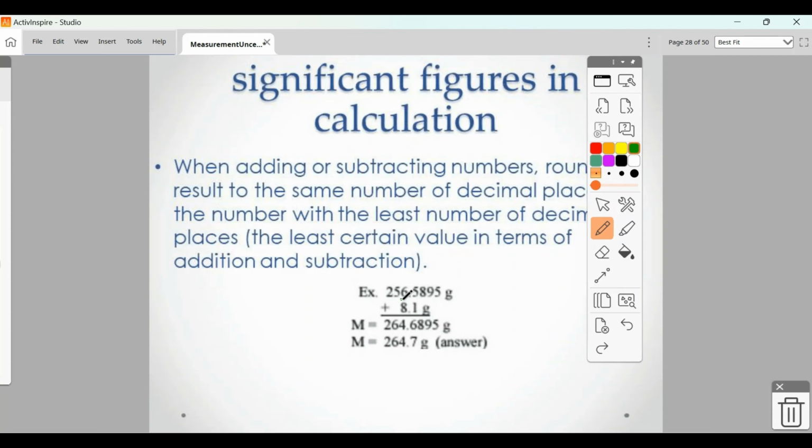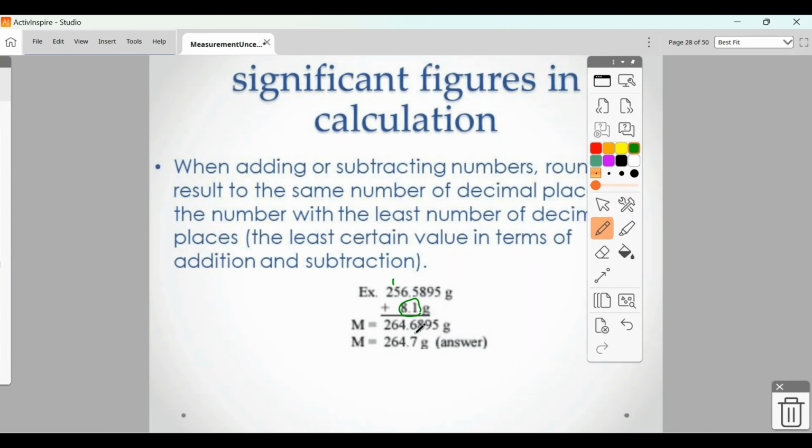Okay, I have 256.5895 gram and I have 8.1. My answer should follow the number with the fewest decimal places, just like this 8.1. So I will just carry out the addition. 5, 9, 8, 5 plus 1 is 6. I put my decimal point. 6 plus 8 is 14, carry 1. 1 plus 5 is 6. And then I put the 2. So 264.6895 gram.